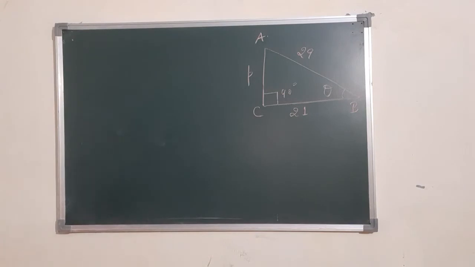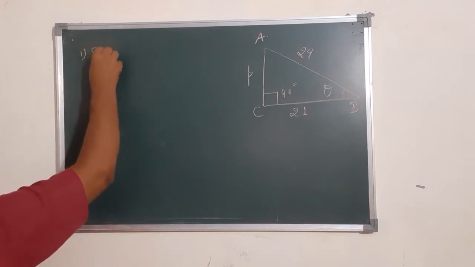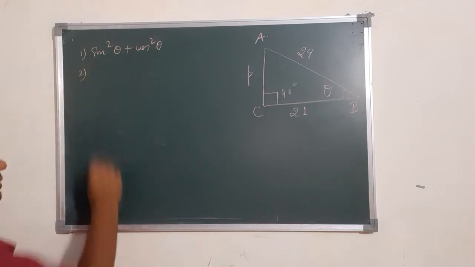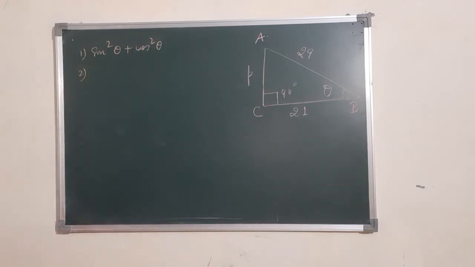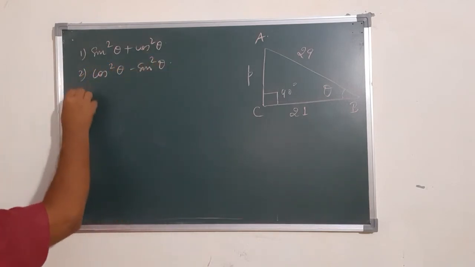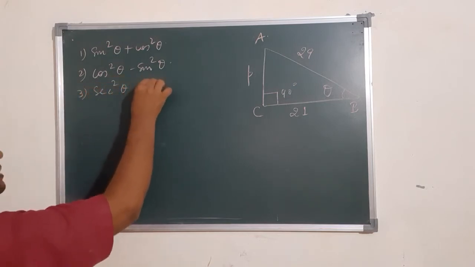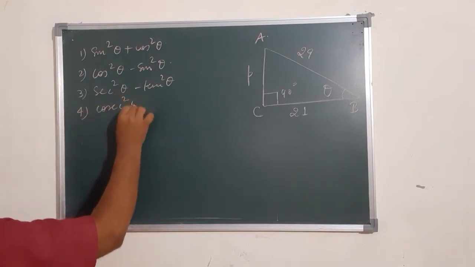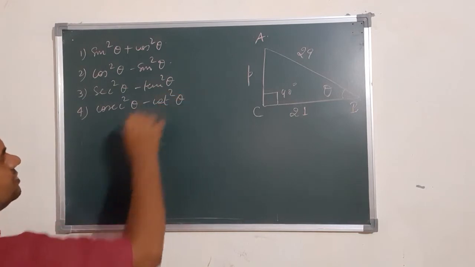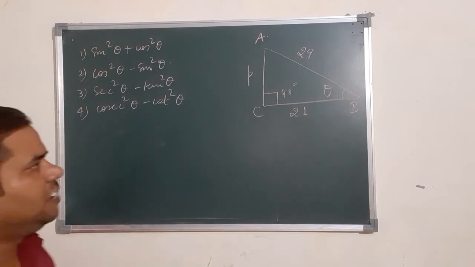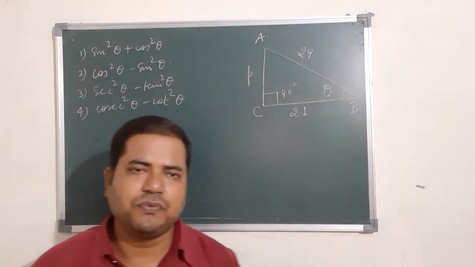So first we find the perpendicular. Determine the values of: first, sin squared theta plus cos squared theta. Second one, cos squared theta minus sin squared theta. And we add one more problem here. Third one, sec squared theta minus tan squared theta. Fourth one, cosec squared theta minus cot squared theta. So many questions you have to see, and we have to find these values.